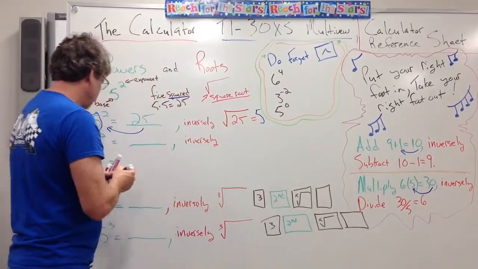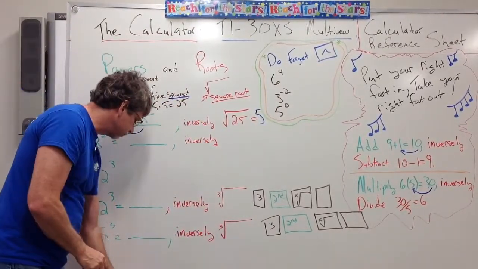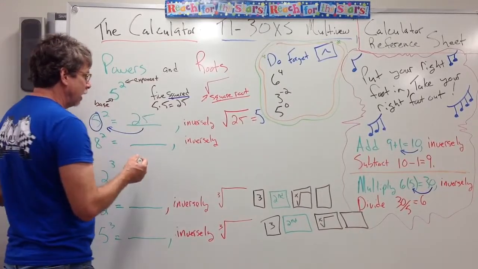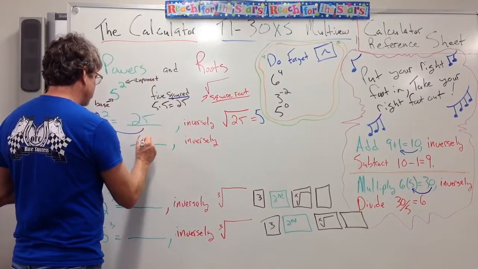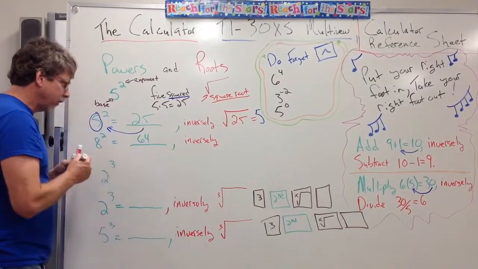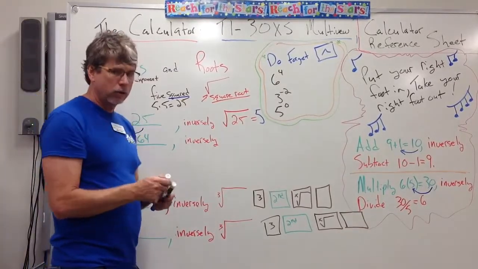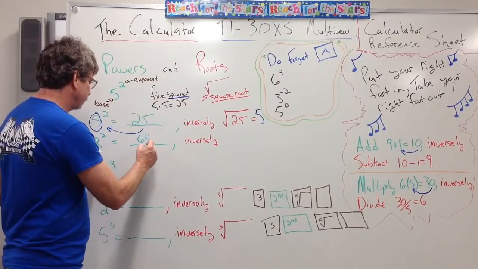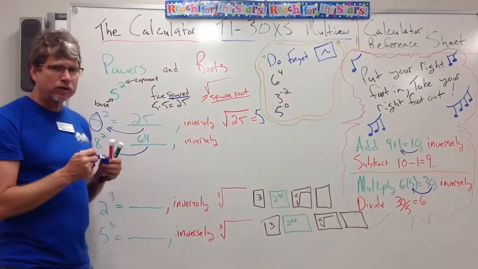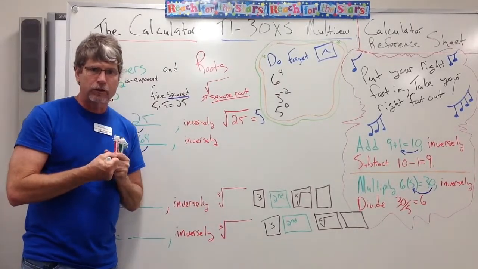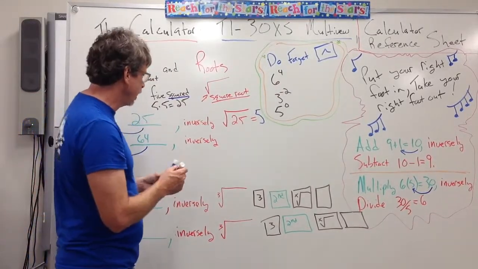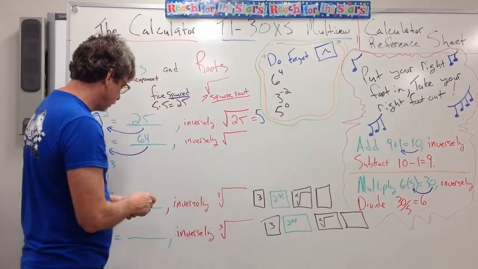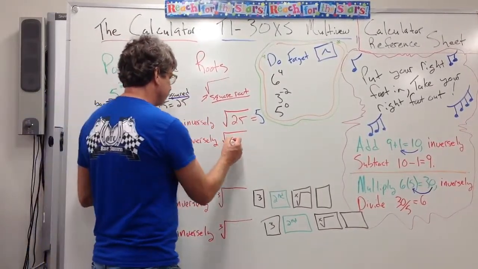So if I have 8 squared, 8 squared means 8 times 8. 8 times 8 is going to be 64. Inversely, I can go backwards. So inversely, I can start with 64. But if I go backwards, I have to use the inverse operation of squaring. And we refer to that as the square root symbol. So I can take the square root of 64.